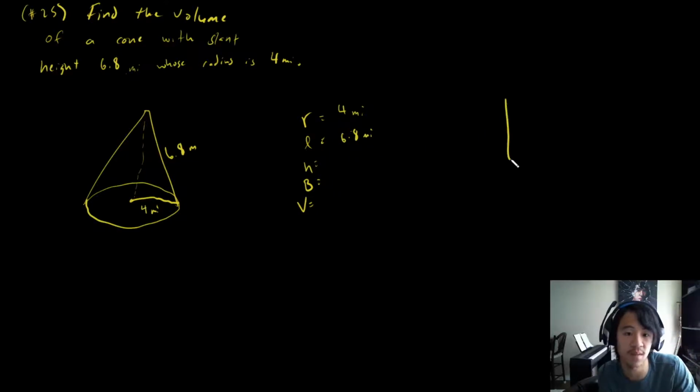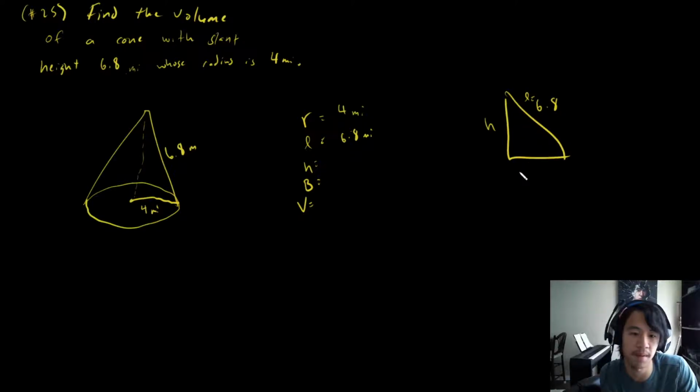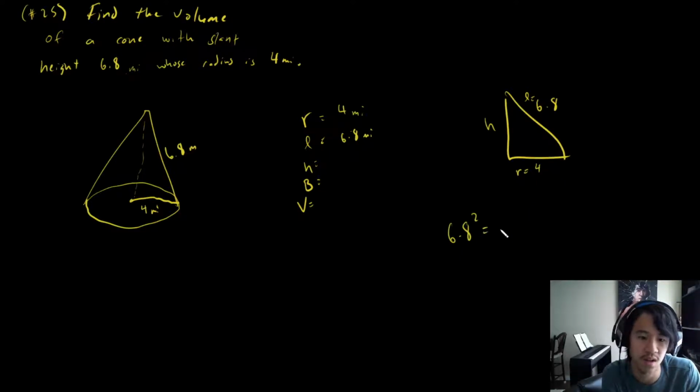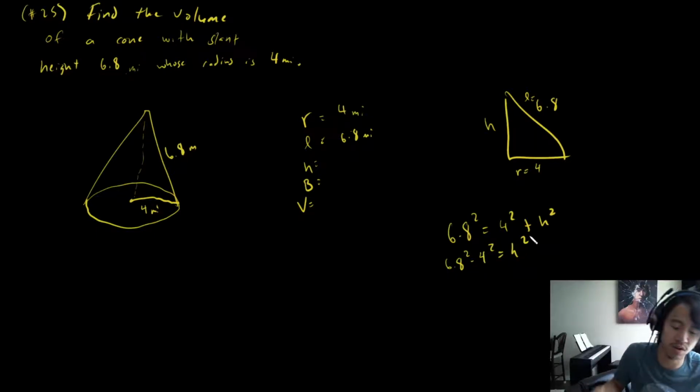So to find our height, we have to use the Pythagorean theorem. And we have done this plenty of times now, so I know that y'all are experts at this. We have 6.8 squared equals 4 squared plus h squared. So we're going to have 6.8 squared and then subtract 4 squared. It's going to be equal to h squared. So let's go ahead and do that.